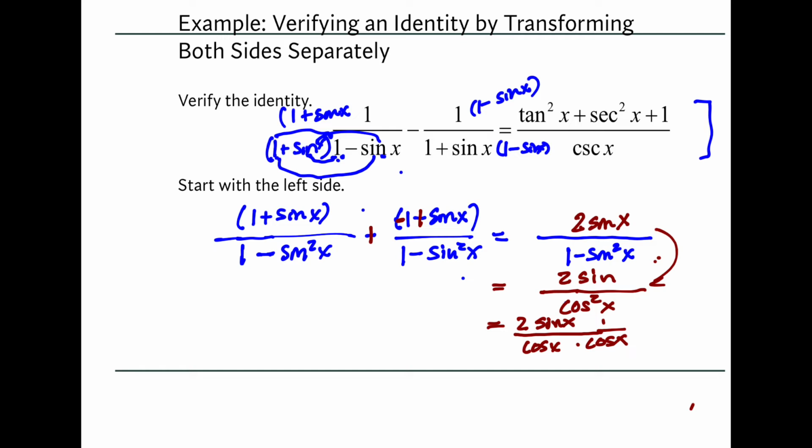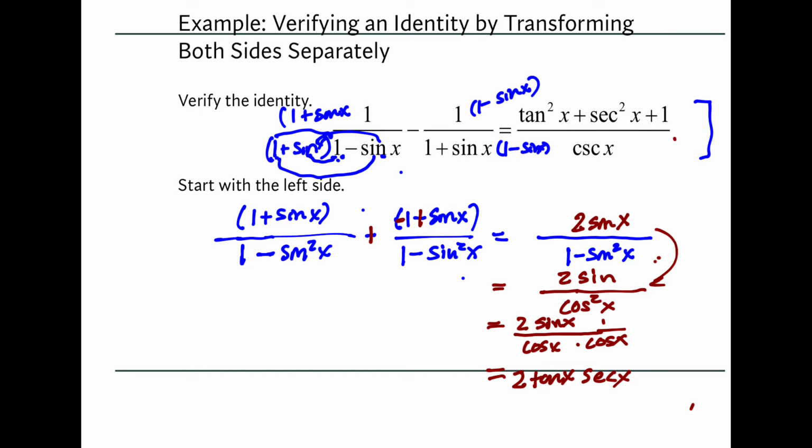And that way, I have sine x over cosine, which would become tangent x. So 2 tangent x, that 2 just stays, with the top. And 1 over cosine is secant x. Now, this still doesn't look like the other side at all.